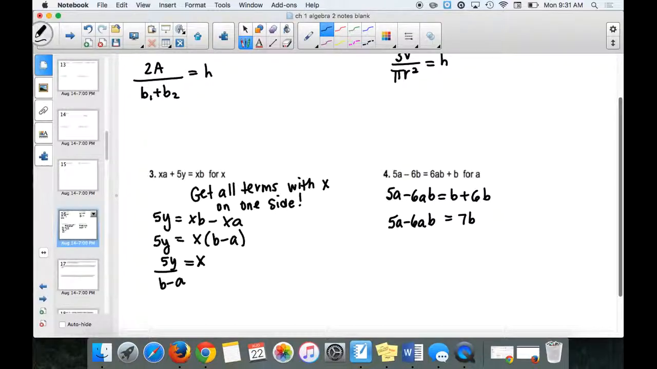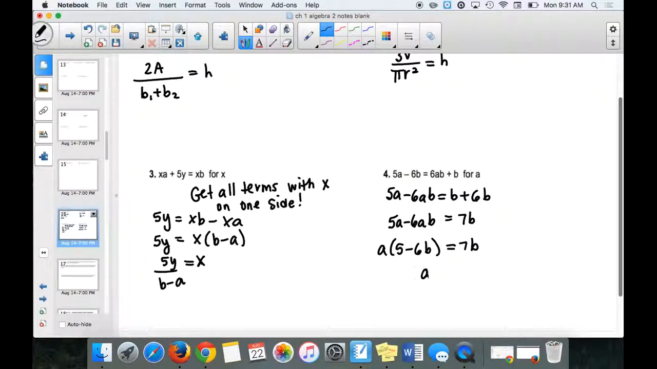All right, so I have 5a minus 6ab. Now I have everything that has an a on the left side of the equation. So I'm going to pull out the a, factor it to the front. And when I do that, I'm left with 5 minus 6b. And you can check with the distributive property. We know we did it correctly because if I distribute the a in, I get 5a minus 6ab equals 7b.